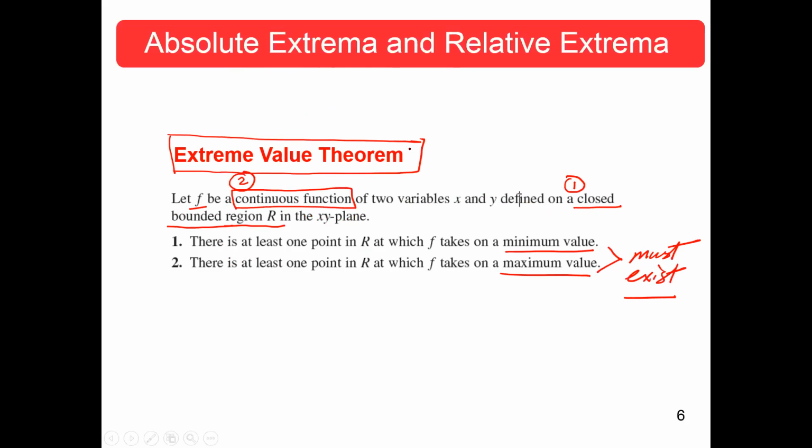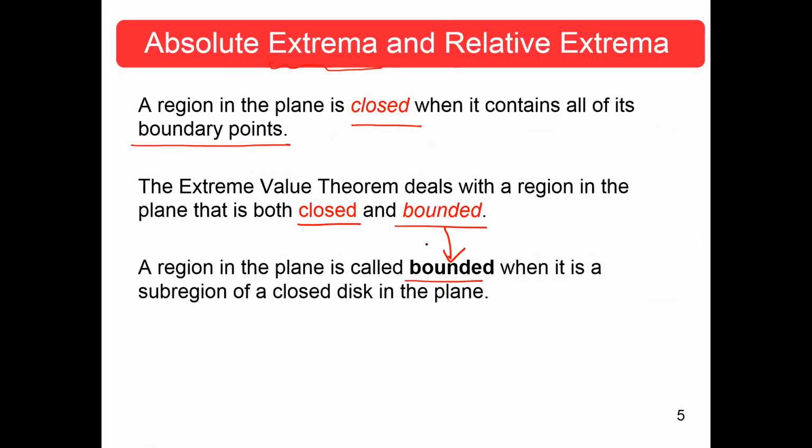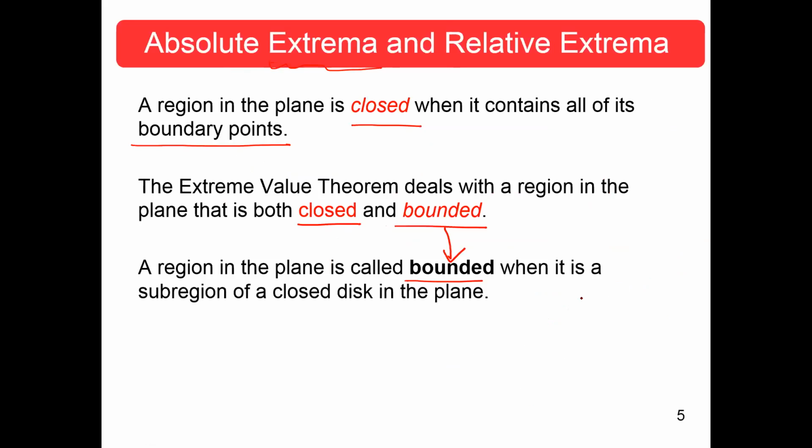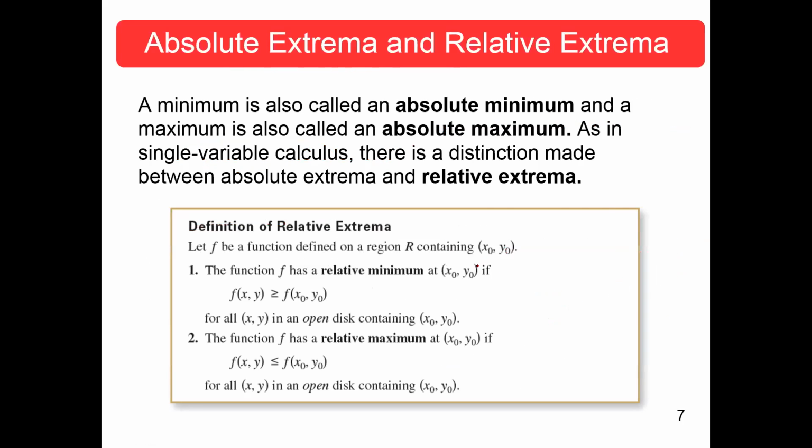So this theorem basically talks about the existence of extrema. The function must have a minimum and maximum if it's continuous on a closed bounded region. Now going back to this graph, you can tell this is a continuous function, and it is on a closed bounded region. Therefore, it must have a max, it must have a min. All right, so keep going.